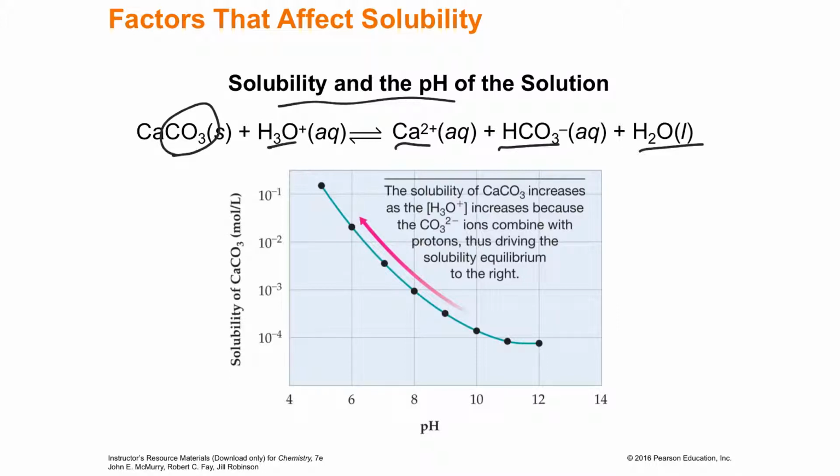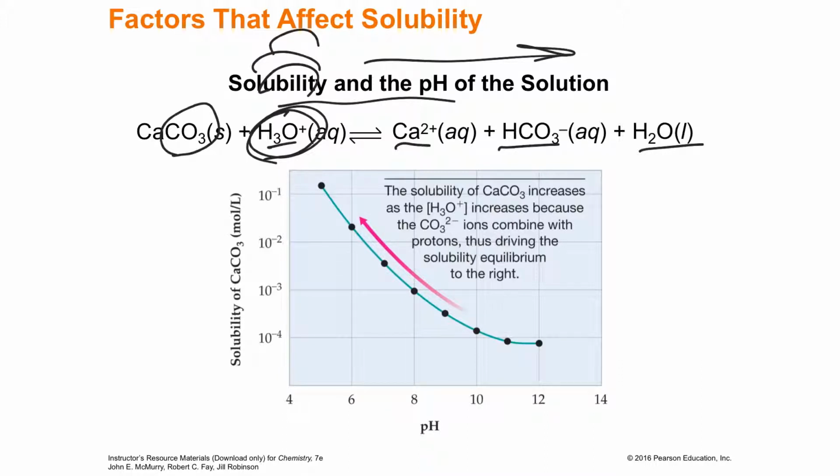The pH of the solution is going to change the amount of acid that it's adding. So the lower the pH, the more acid that I have, and the more acid I have, essentially I'm piling up acid on this side, and it's going to drive it over, and I'm going to make more product and dissolve the calcium carbonate more.